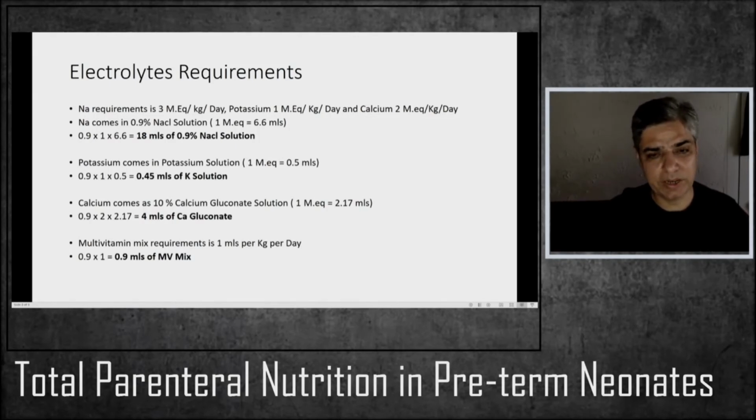Now, minerals, multivitamin mix and other things, they just come as a mixture, and it's very simple. It's 1 mil per kg per day. And again, you multiply 1 with 0.9, so you will get 0.9 mils of multivitamin mix. Okay, so in step number 4, you have calculated the electrolytes and the multivitamin requirement.